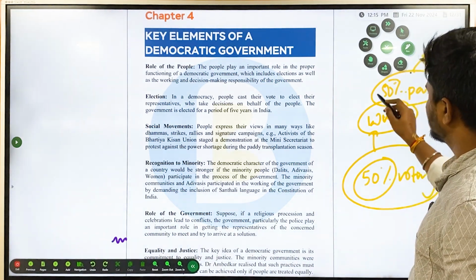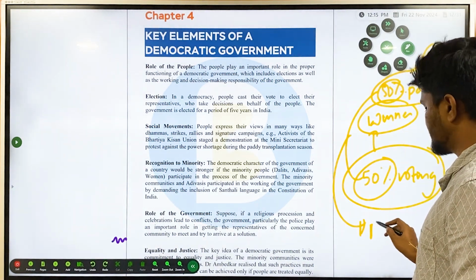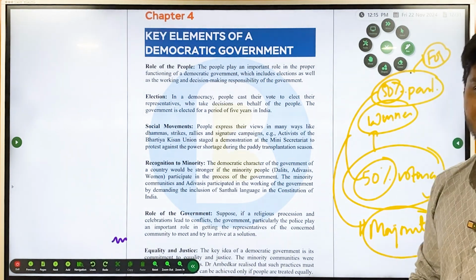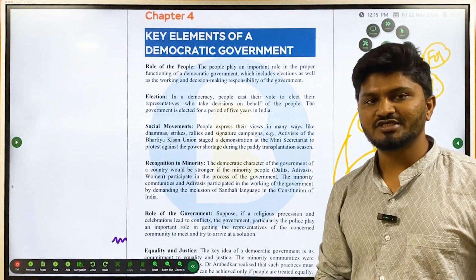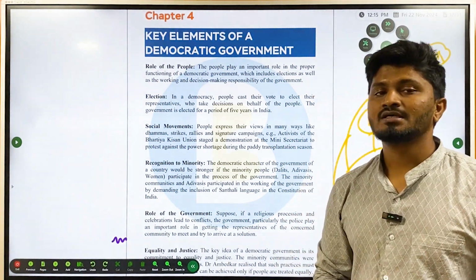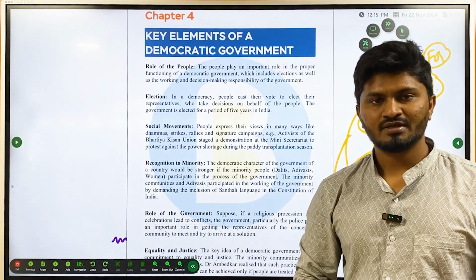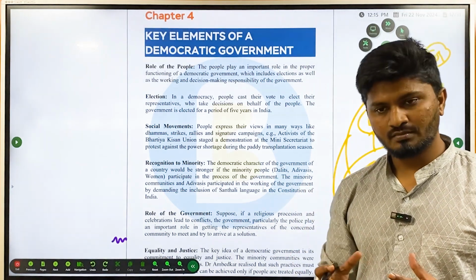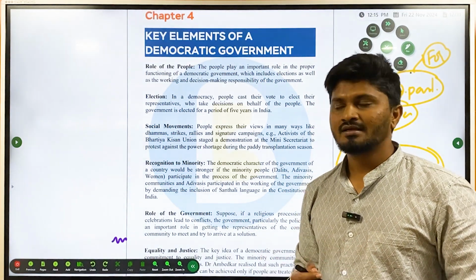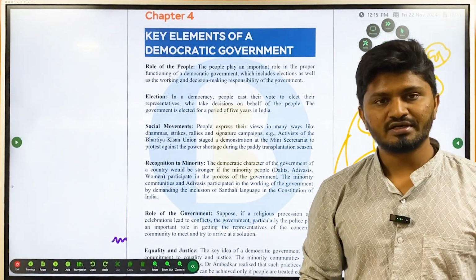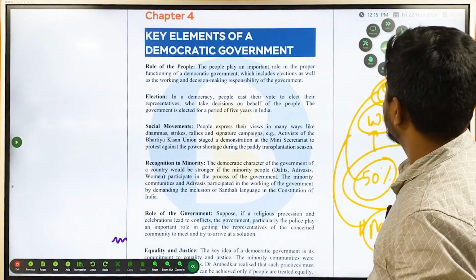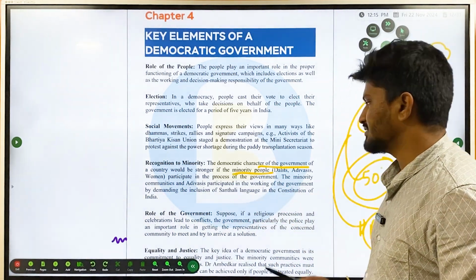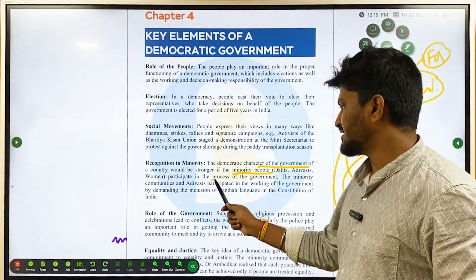So in a democracy, there is every chance that the majority might have the upper hand. In such cases where the electoral outcome depends on majority numbers, there can be discrimination against the minority community. So in order to provide safeguards for the minority, there are certain provisions included in parliamentary democracies. In democratic elections, the character of the government of the country would be stronger if minority people, such as Dalits, Adivasis, and women, participate in the process of government.